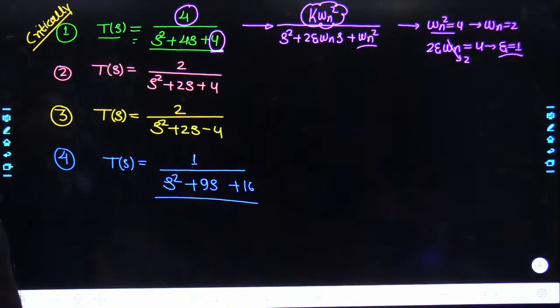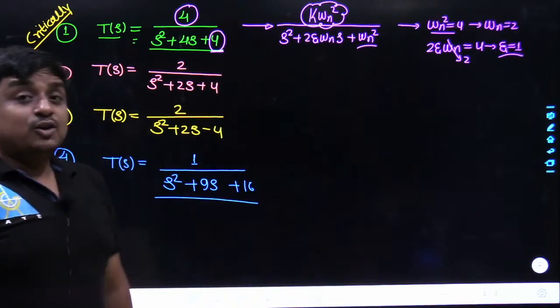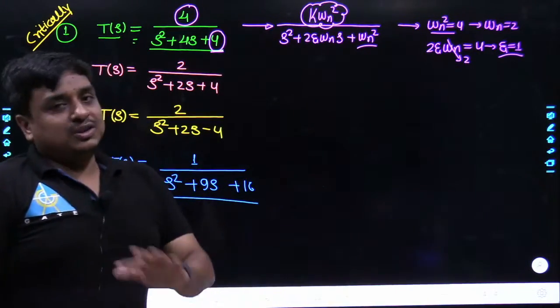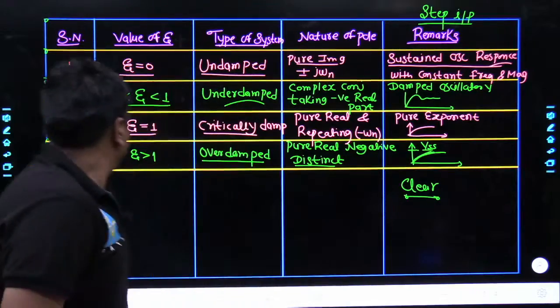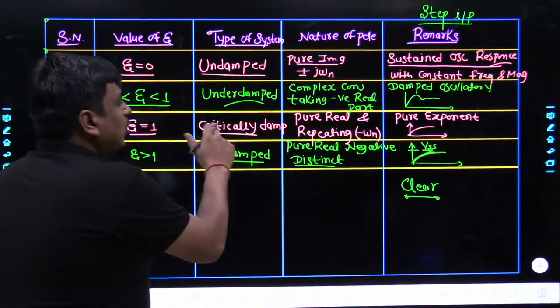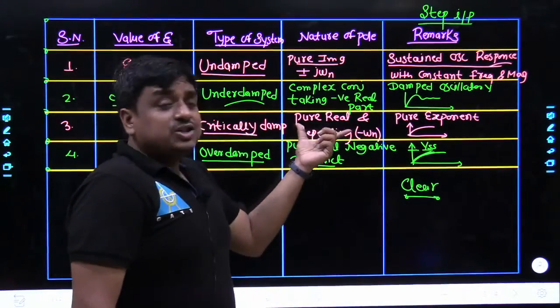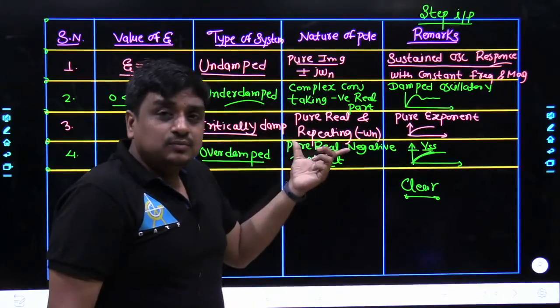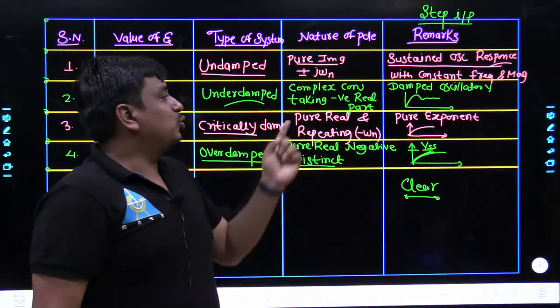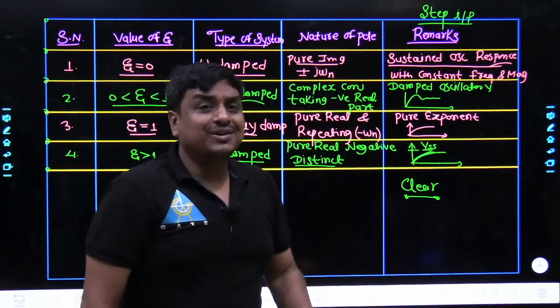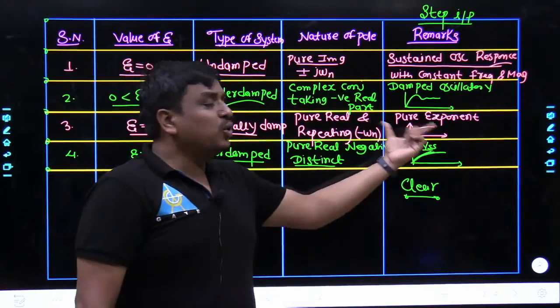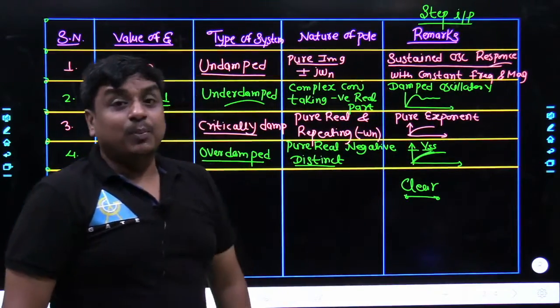Critically damped system. Yes. And if we talk about the nature of its poles, so that also we can easily configure. If it is a critically damped system, obviously you can see the poles are going to be purely real, repeating at minus omega n. And similarly, if we talk about its output response, it would be a pure exponential if it is excited by the step input.